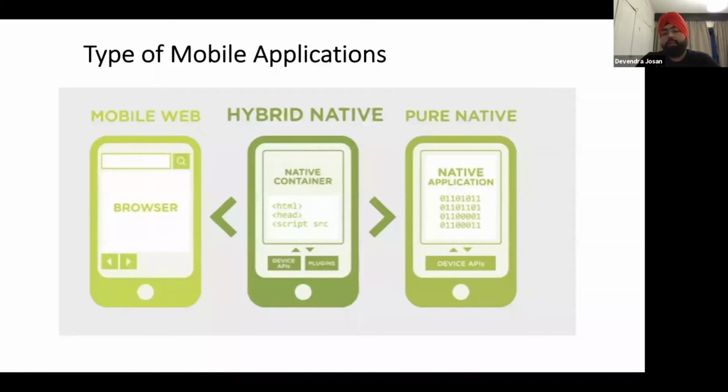And the pure native is the dedicated applications developed for any of the platforms, whether it is Android or iOS. In Android, these applications are developed in Java or Kotlin. In case of iOS, it is Objective-C or Swift. So we need to have a good understanding, then only will we be able to do the correct automation or manual testing of the application.